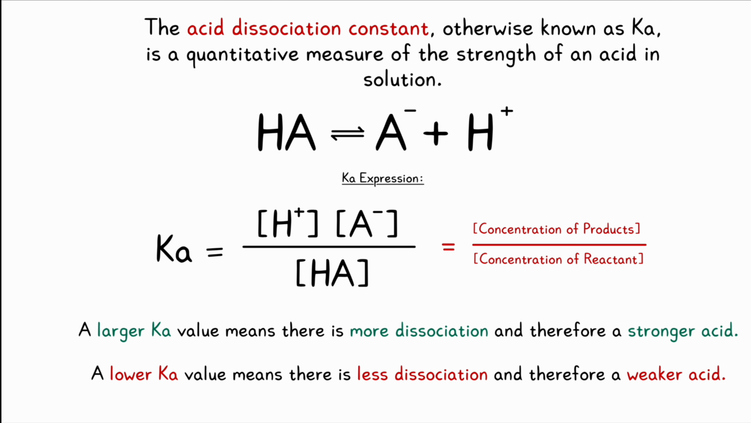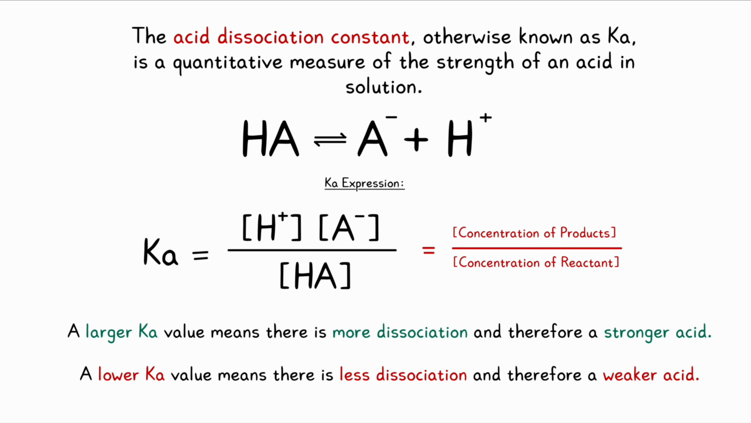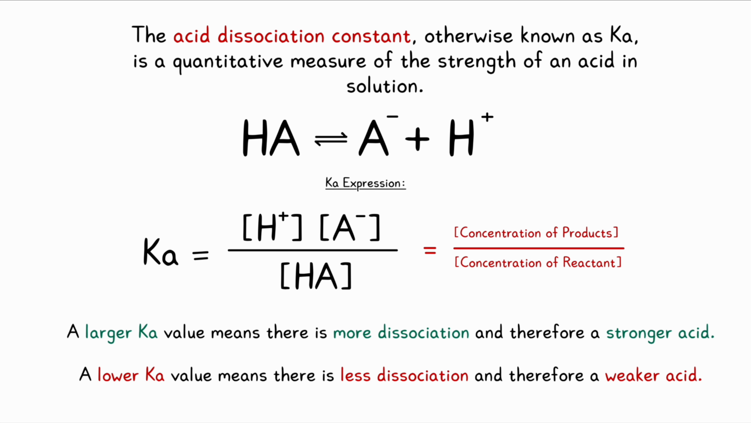Next up, what is the acid dissociation constant? The acid dissociation constant, otherwise known as Ka, is a quantitative measurement of the strength of an acid in a solution. We know weak acids partially dissociate, but what we can do is get a value for these weak acids and actually compare them to each other to see which weak acid is the strongest.